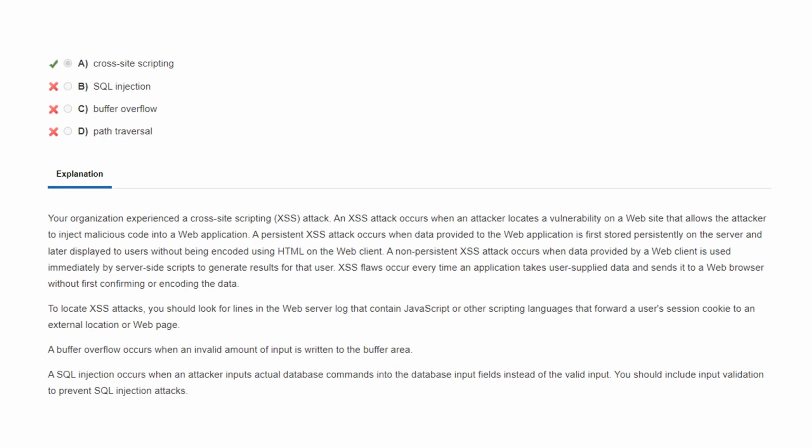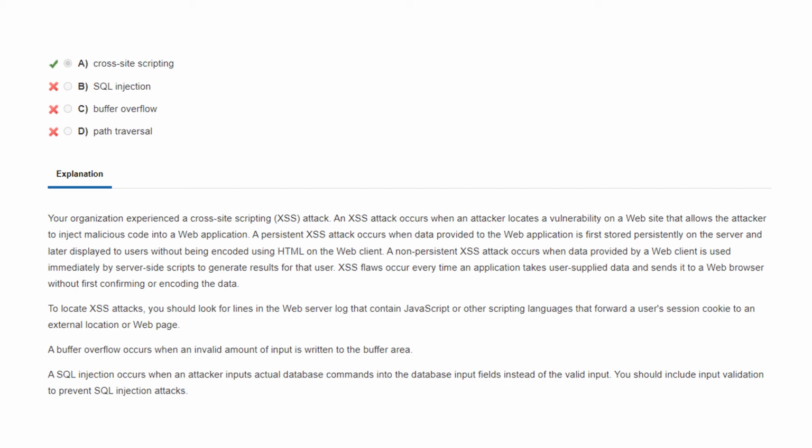The correct answer here is A, cross-site scripting. Your organization experienced a cross-site scripting or XSS attack. A cross-site scripting attack occurs when an attacker locates a vulnerability on a website that allows the attacker to inject malicious code into a web application.